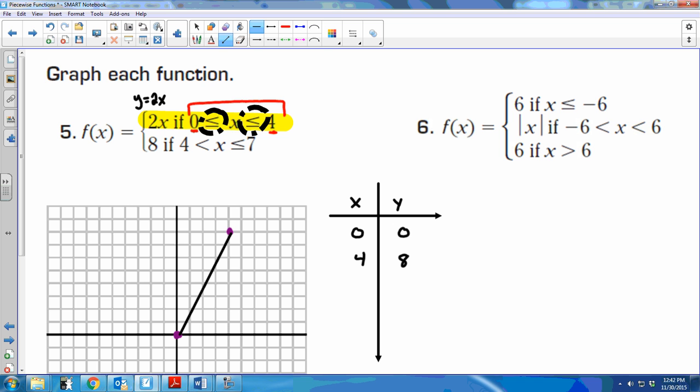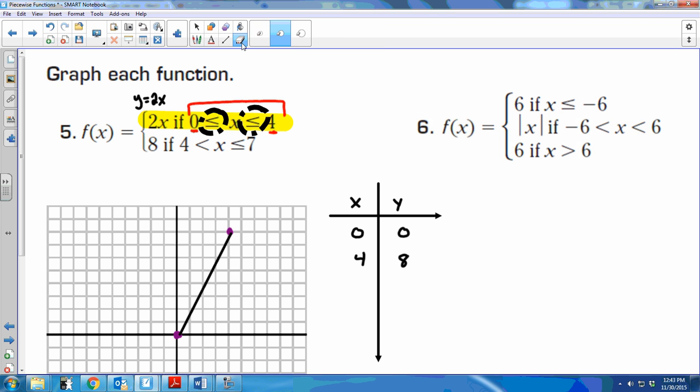Questions about how I got that or where it came from? If it wasn't supposed to be closed, would it be dotted lines? The line would still be a line, but the endpoint would be an open circle. Okay. Correct. We're going to do that on the next problem.